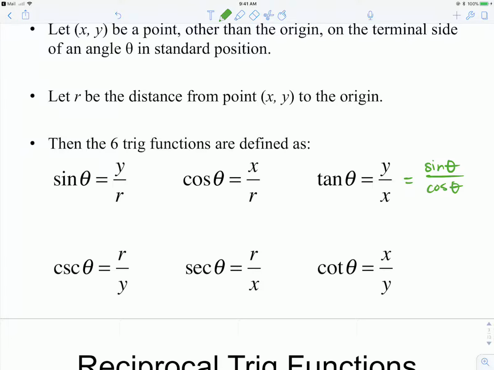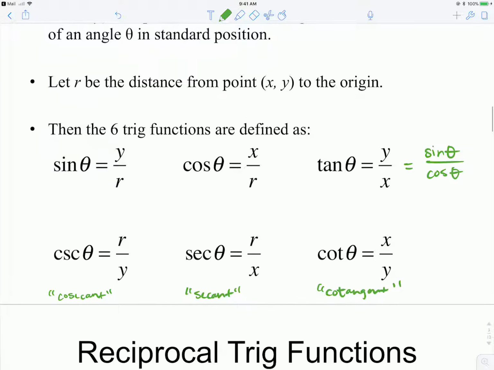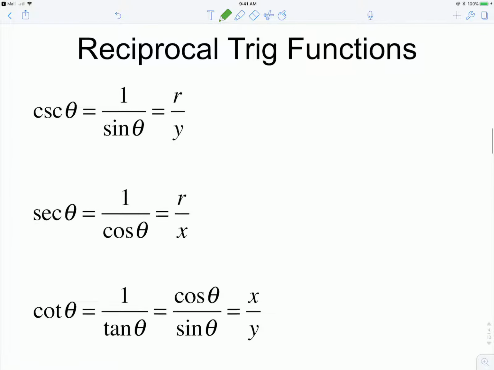Now, these three trig functions underneath sine, cosine, and tangent are the reciprocal trig functions. So this first one is cosecant. Okay, the next one is secant. And then we have cotangent. Okay, so cosecant of theta, let me go to the next slide.